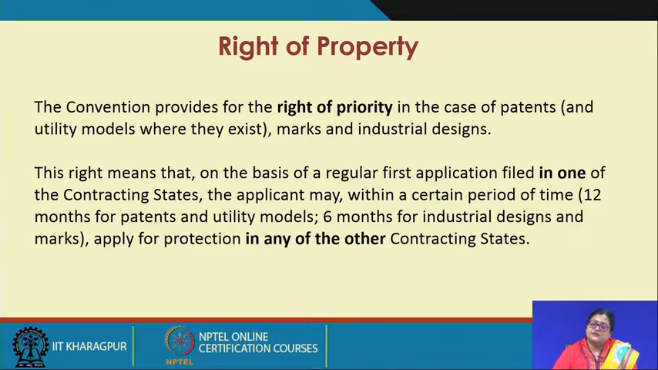This right means that on the basis of a regular first application filed in one of the contracting states, the applicant may within a certain period of time, 12 months for patents and utility models, 6 months for industrial designs and marks, apply for protection in any of the other contracting states.